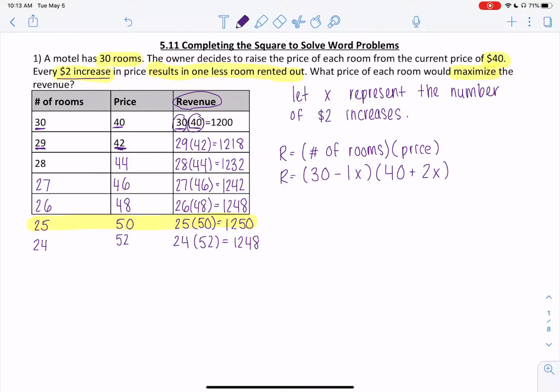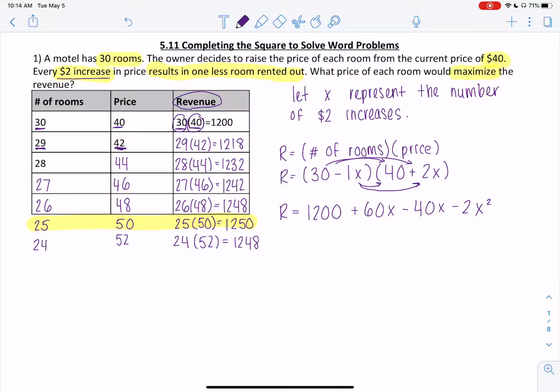Now we can't complete the square from factored form, so we're going to have to multiply this out. So remember, always draw your arrow so you don't miss anything. Make sure you draw the bottom ones too. Sometimes we forget to multiply in that negative 1x. So this will give me 1200 plus 60x minus 40x minus 2x squared.